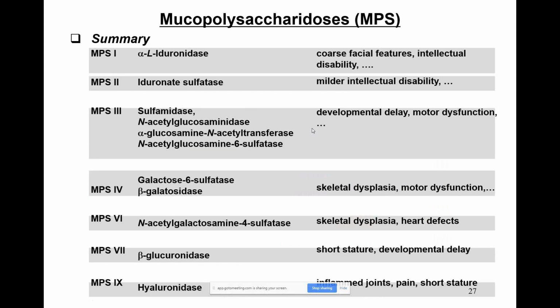And this is a table, again, of the different MPSs, the mucopolysaccharidoses. We've got, again, different enzymes that remove sugars, as well as some of the enzymes that affect the negative charge, the sulfate, that can be defective. But again, a major feature of most of these mucopolysaccharidoses is musculoskeletal defects.